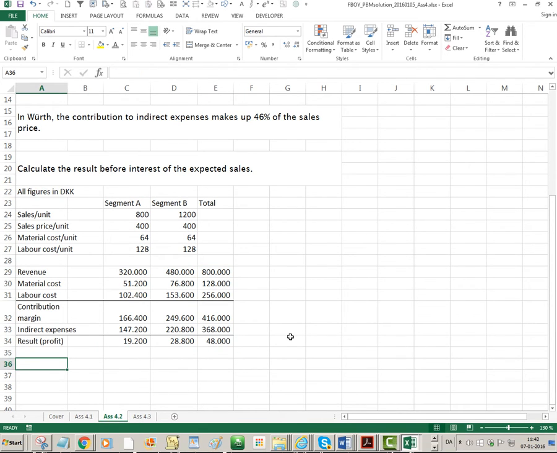Well, actually they don't ask for a comment, but the result of the profit is 48,000. If I did everything right, I hope I did. And we can see the way it's distributed. But basically here we see that segment B buys 50% more than segment A as volume, and all the numbers here are basically the same. So they buy 50% more, and at the end of the day the result from doing business with them becomes 50% more than from the other segment. That's probably no big surprise.